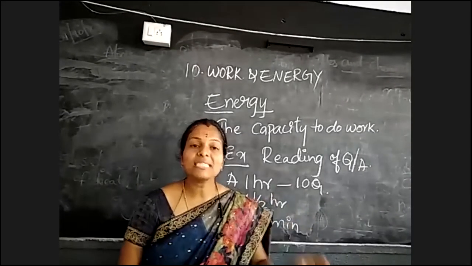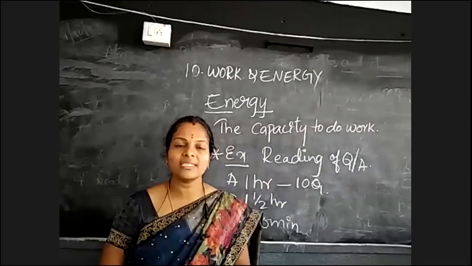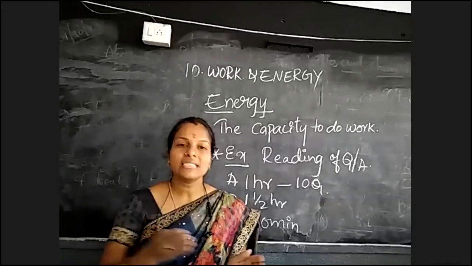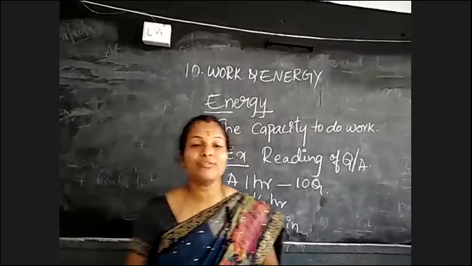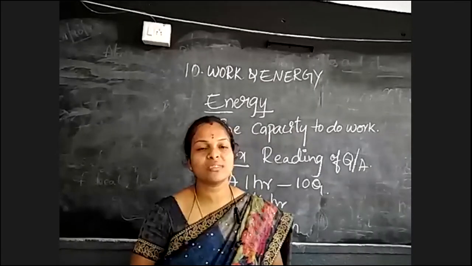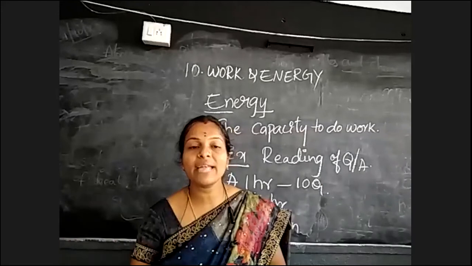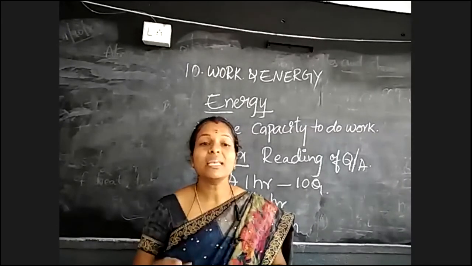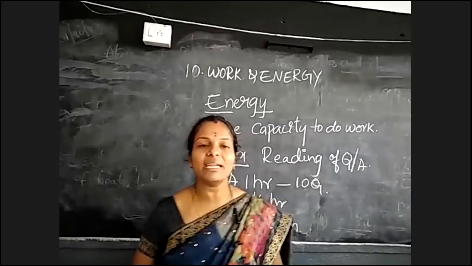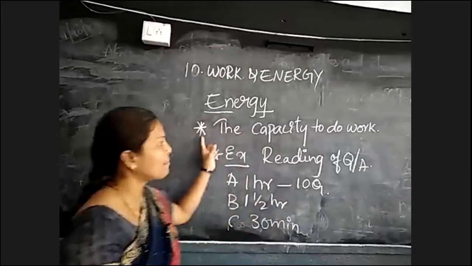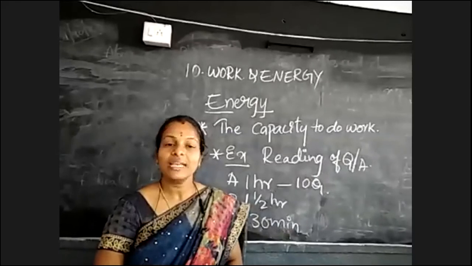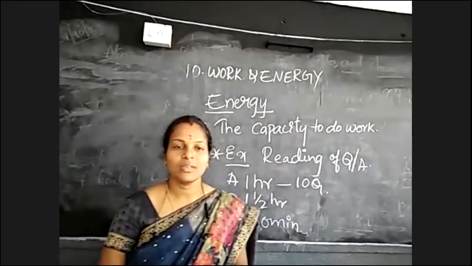Means the capacity of the student is varying, right? The ability of each student is different. Some may be very well performing on the stage. Some may be very good at sports. Some may be very good at dancing, swimming, like that. Every person will be having different capacity, different abilities. That capacity to do work is called energy. Is it clear, children? Yes.